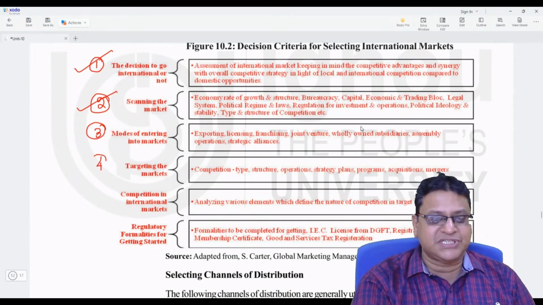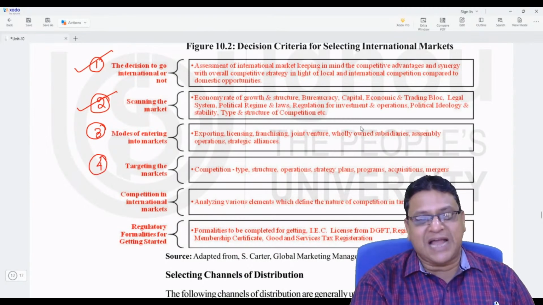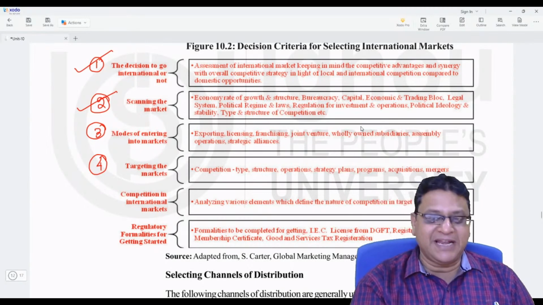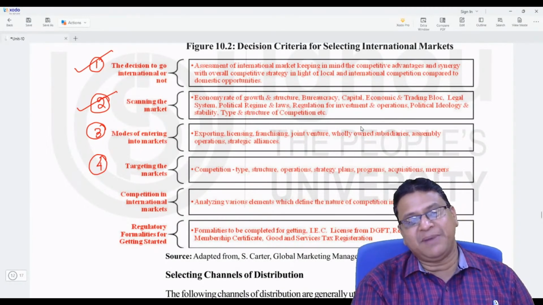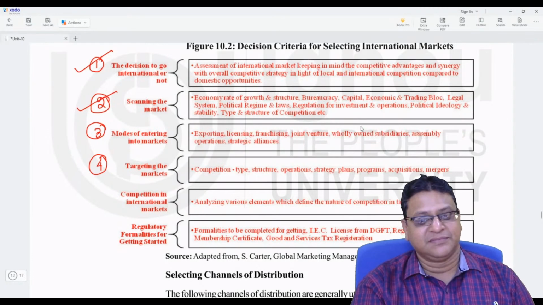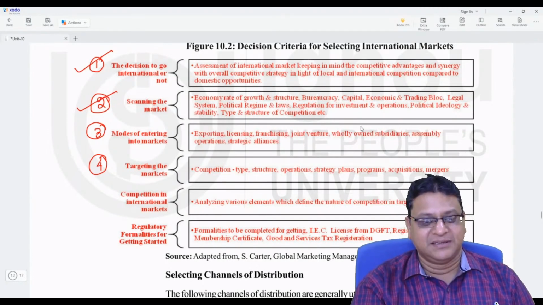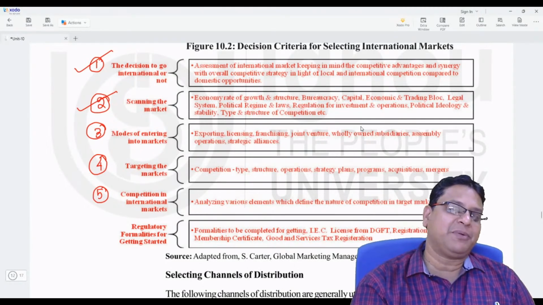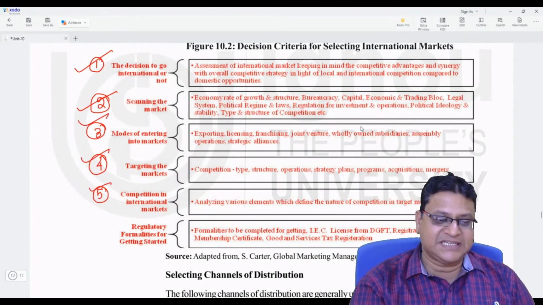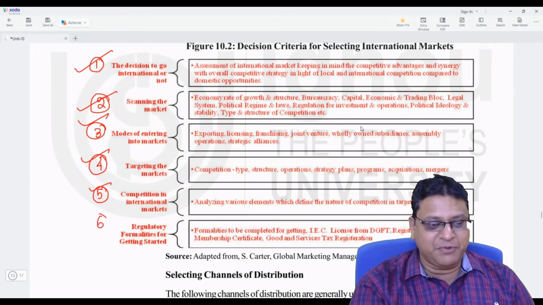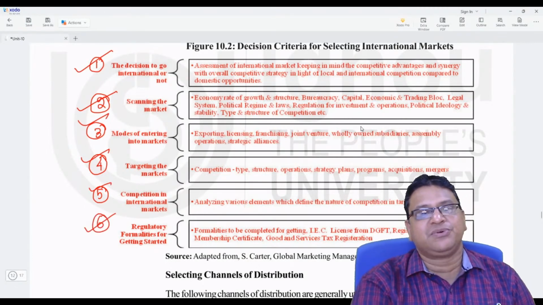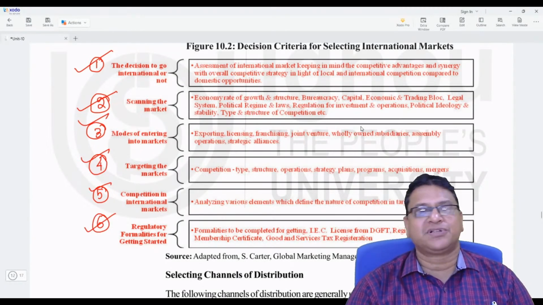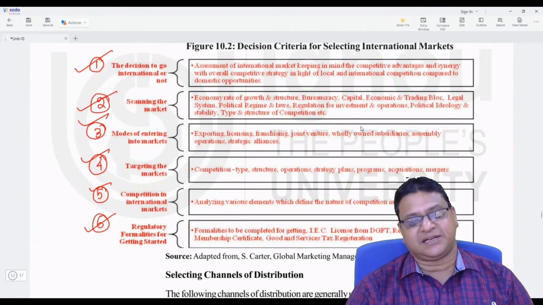Fourth decision, it will have to target the market. We know STP plays an important role, segmenting, targeting, positioning. You have to target the market. Next, the competition in the international market you have to consider. Next, you have to consider the regulatory formalities or procedures in international market. These are the decision criteria for selecting an international market.